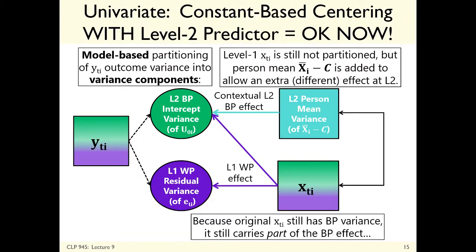However, and here's the picture that goes with this, the idea that we have taken the original predictor and retained it, added in the person mean. The original predictor, because it still has between variance, is partially predicting the between person random intercept, but we need this other one to get up to the full amount of prediction that is needed. So what could go wrong?